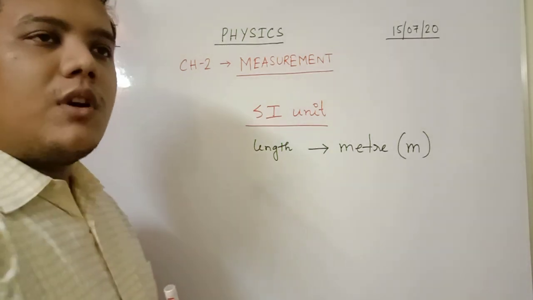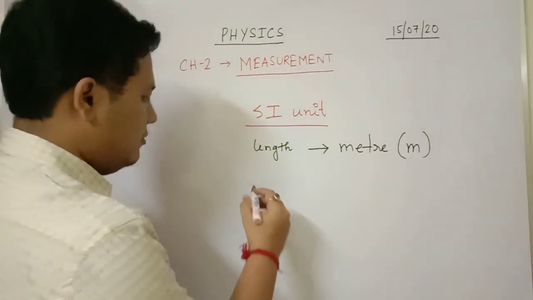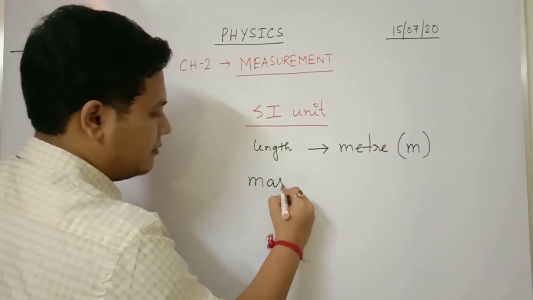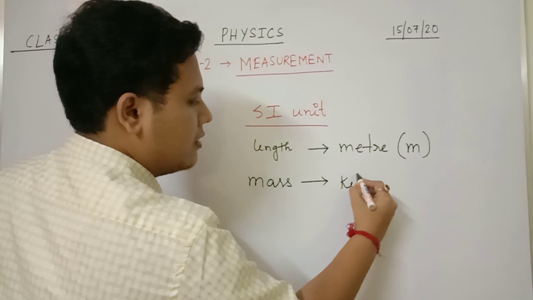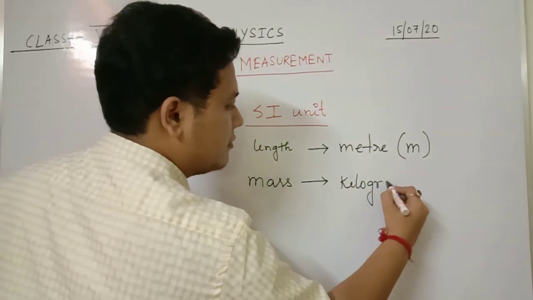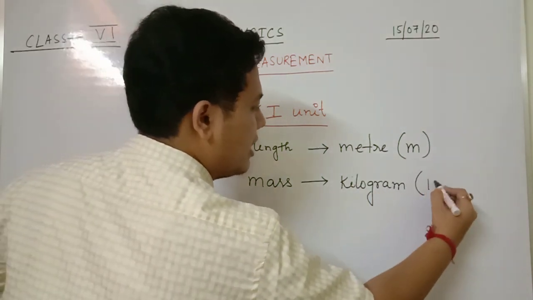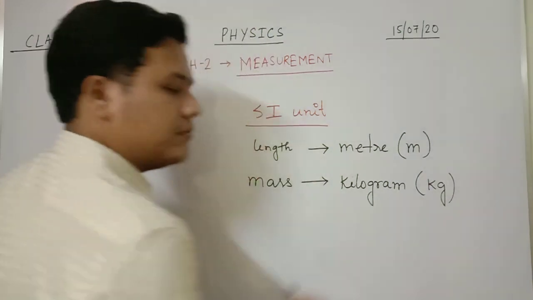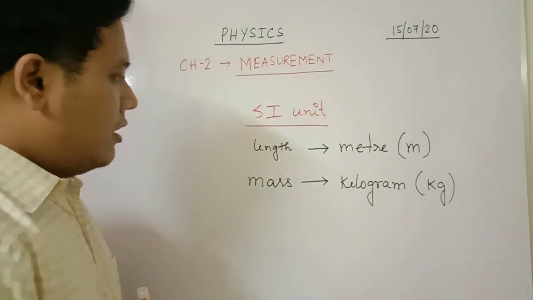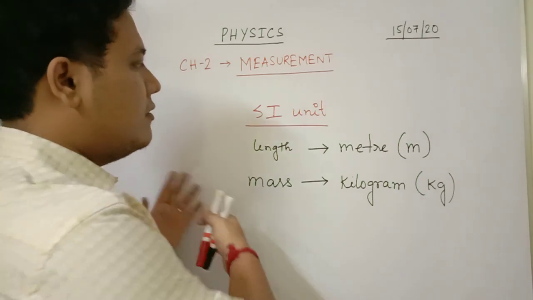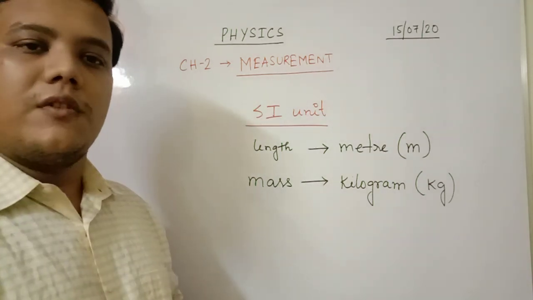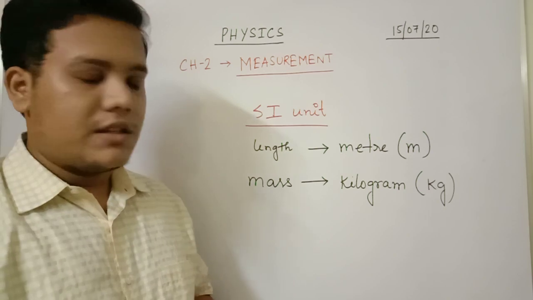Now suppose I want to measure mass. What is the SI unit of mass? It is kilogram, and it is denoted as kg. So like this, the scientists have invented various kinds of SI units for different physical quantities.